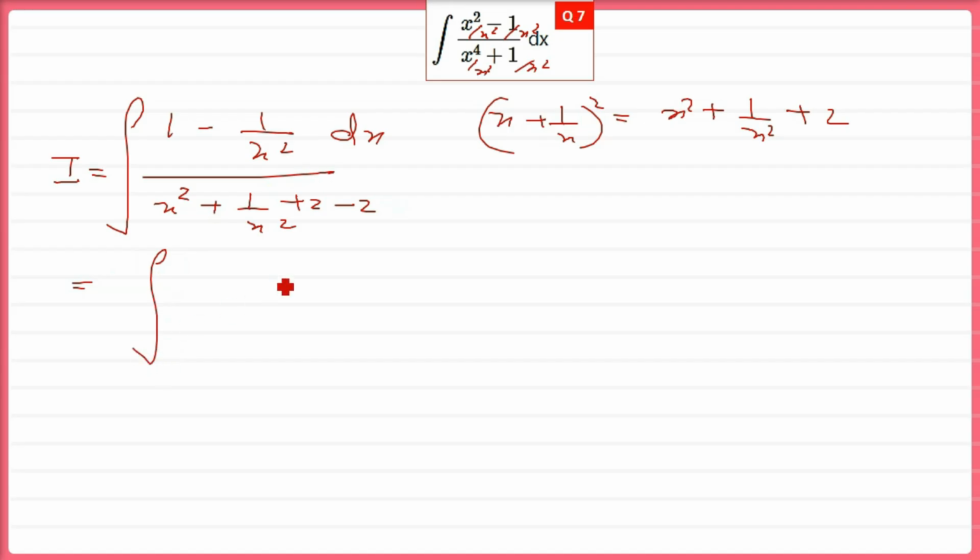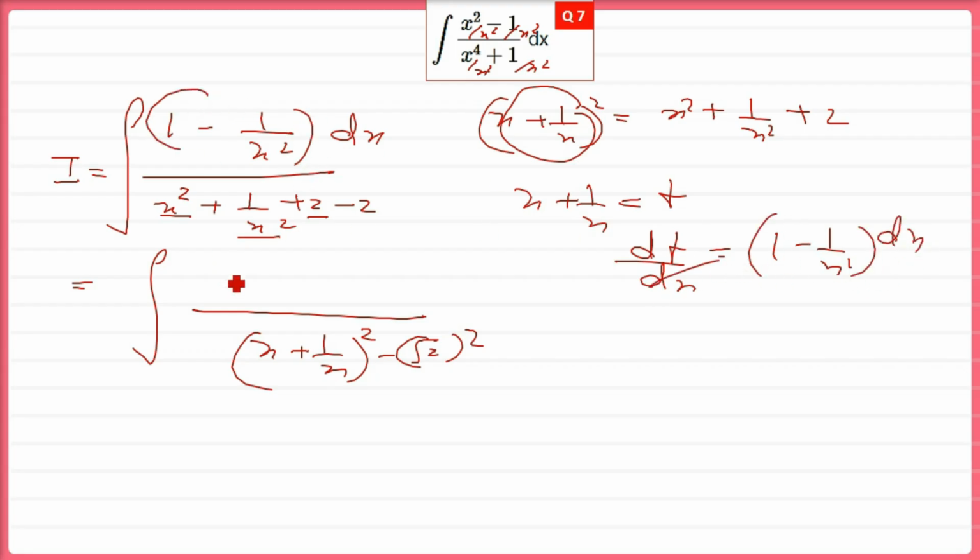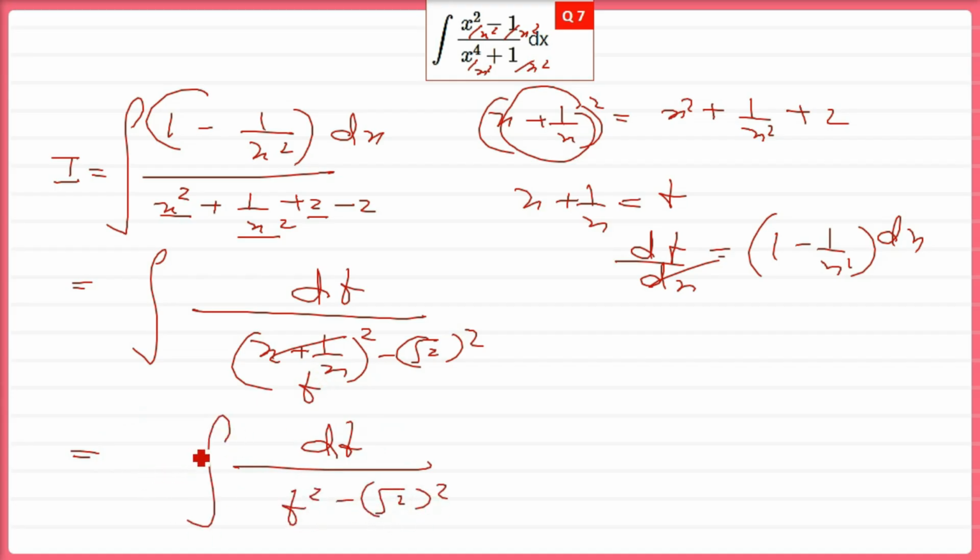Now you can take first 3 terms of the denominator and you can call it as x plus 1 by x whole square. These 3 terms will form x plus 1 by x whole square. This is negative 2, so you can make it as a perfect square with minus root 2 whole square. Numerator is what? If you take x plus 1 by x as t, it will give you dt by dx as what? 1 minus 1 by x square. Dx can be taken on the right. This whole 1 minus 1 by x square into dx has become dt. This x plus 1 by x, you can write it as t. So the actual thing after taking t as x plus 1 by x has become like this. Dt divided by t square minus root 2 whole square.